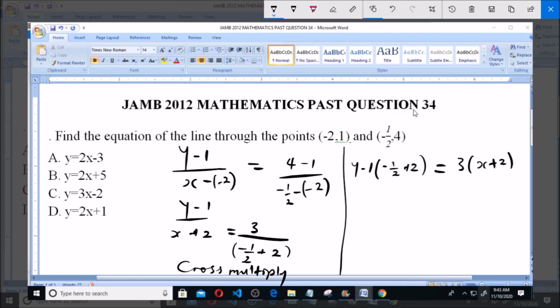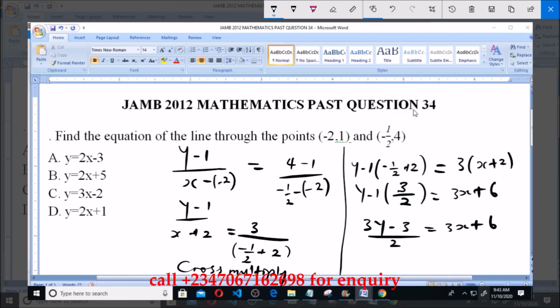So now opening this bracket, here I have what? (y minus 1) into (minus 1 over 2 plus 2) will give me 3 all over 2, equal to 3x plus 6. Now opening this bracket, I have 3y minus 3 all over 2 is equal to 3x plus 6. Now eliminating the 2 from here, we multiply both sides by 2, and that will give us 3y minus 3 is equal to 6x plus 12.